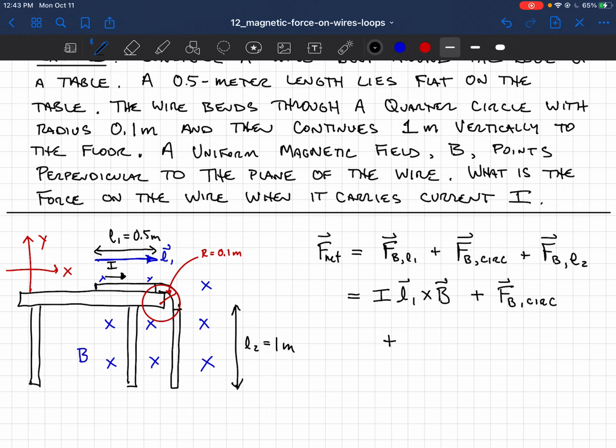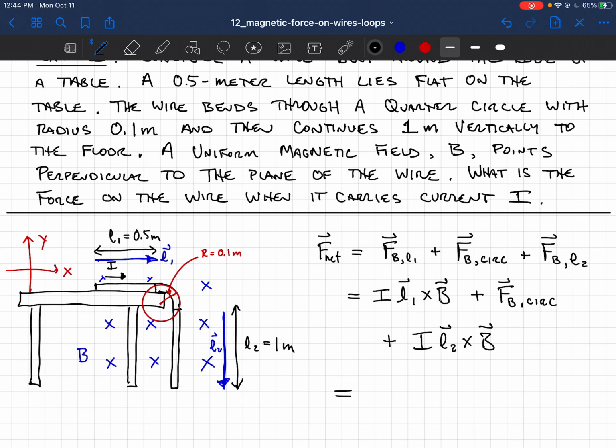And then the last part, the force on L2, well, we have an L2 vector that points like this, and the force is just going to be I, L2 vector, crossed with B. So let's do those first and third quickly. So what is the direction of L1 cross B? Well, do it with your right hand. Put your fingers along the direction of the L1 vector. So extend the fingers of your right hand along the L1 vector.